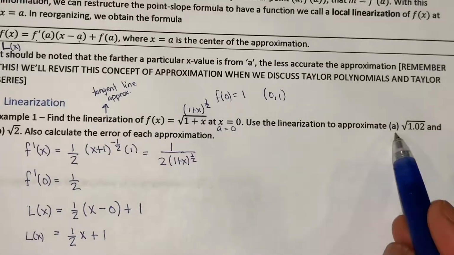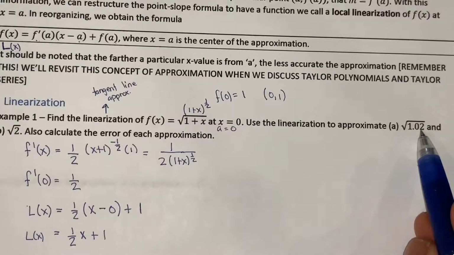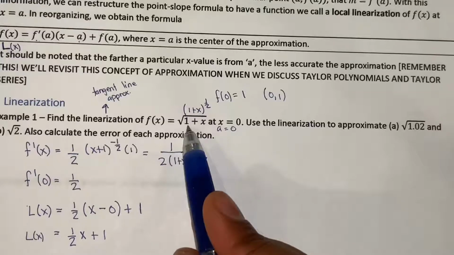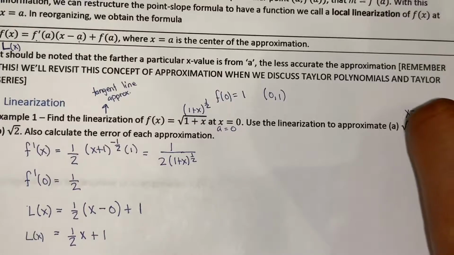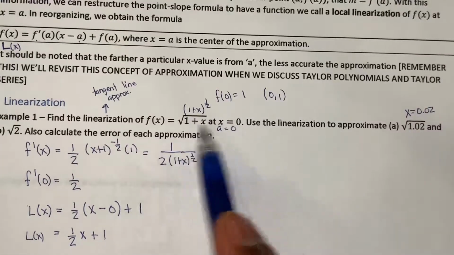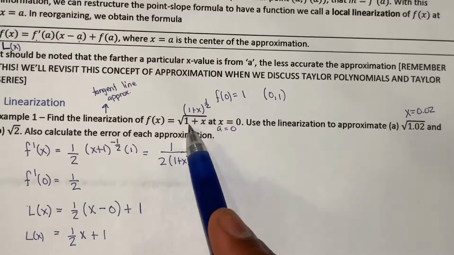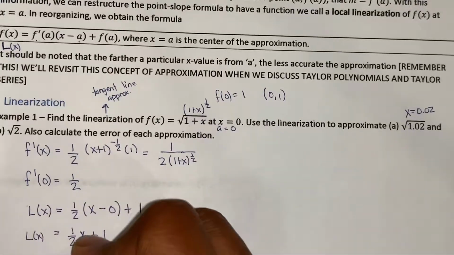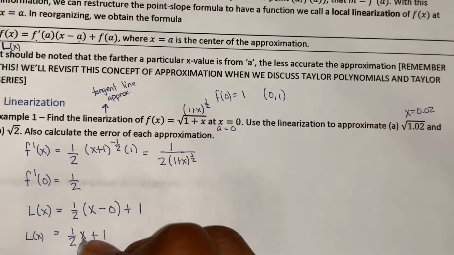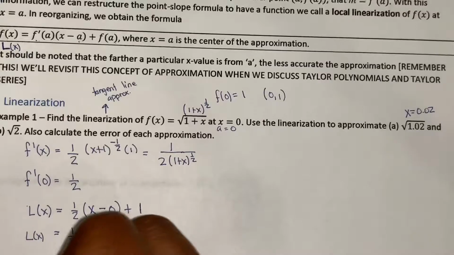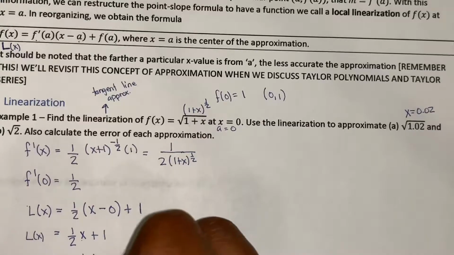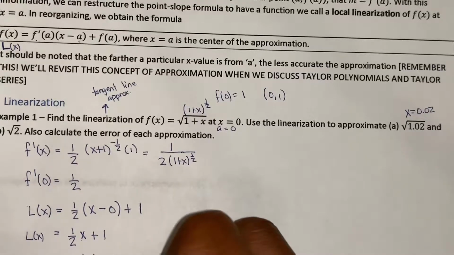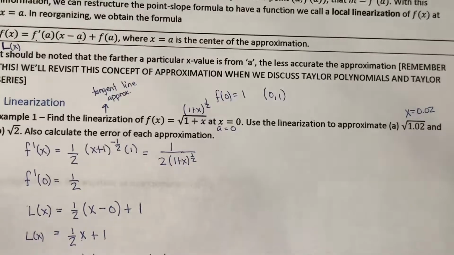For part A, to estimate the square root of 1.02, to end up with 1 plus x being 1.02, it's going to be necessary that x equals 0.02. Basically, the difference between 1.02 and 1. So to approximate the square root of 1.02, we substitute 0.02 in for x here. L of 0.02 is 1 half times 0.02 plus 1, which equals 1.01. We'll call this part A.